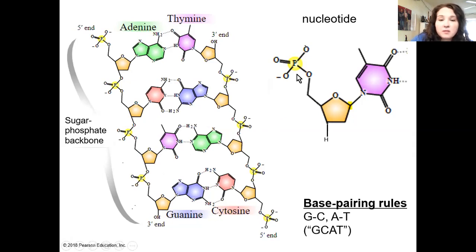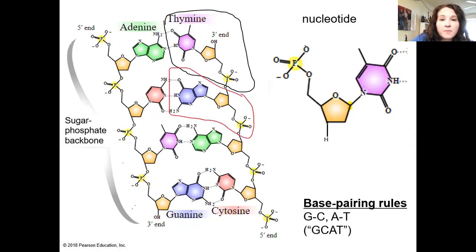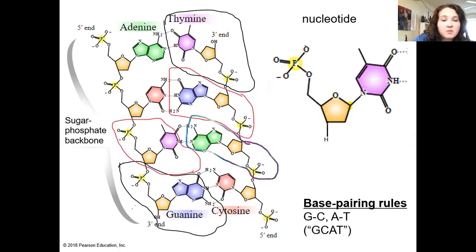Each one of these units is a nucleotide. Right here on that side, and then on the other side we've got some nucleotides as well. I just want you to notice that the nucleotides on one side of the molecule are all facing one direction with their phosphate pointed down. And on the other side of the molecule, they are facing the opposite direction with the phosphate pointed up. That's going to become relevant when we talk about the direction in which the DNA information is read and copied.